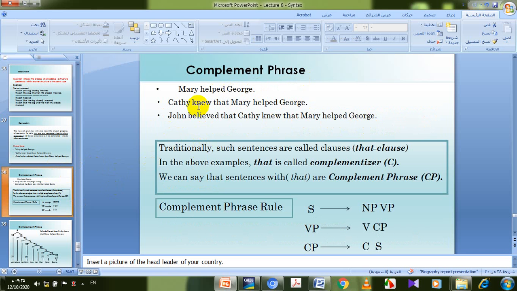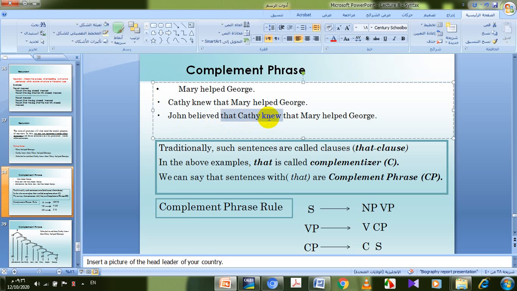This is in these cases where we have that, that we have complement phrases. Mary helped George. Kathy knew that Mary helped George. John believed that Kathy knew that Mary helped George. So we are talking about that, so it's complement phrase. Traditionally, such sentences are called clauses, which are called that clause. John believed that Kathy knew, so this is called that clause.